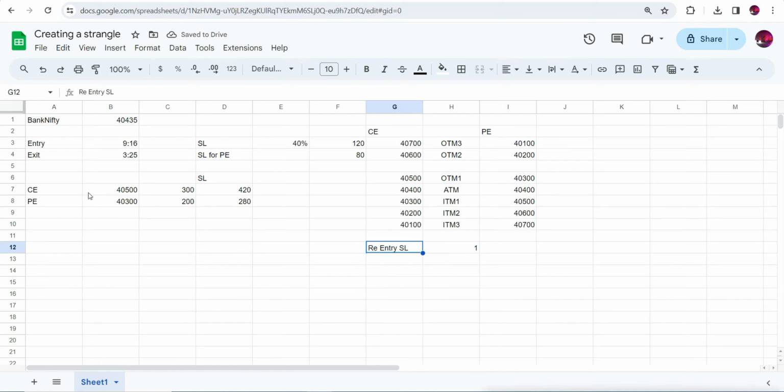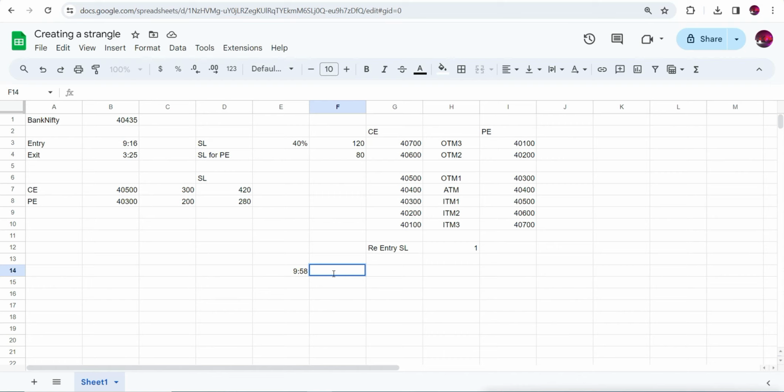What does it mean? Assume at 9:16 it took entry on call and put side at 300 and 200. Now the CE side, assume the CE side stop loss of 420 is hit at 9:58. What re-entry on stop loss does is, immediately at 9:58, as soon as the stop loss hits, it will select a new out of the money strike.